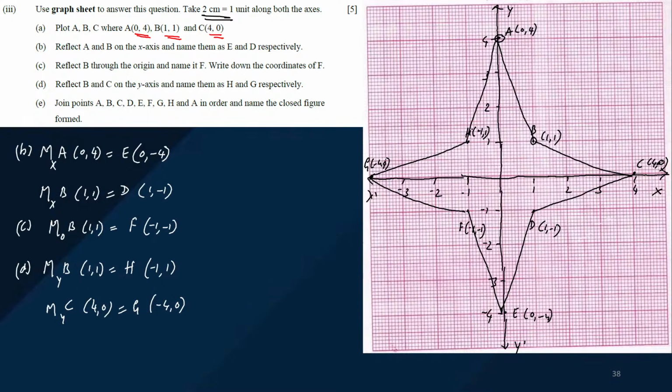This is nothing but the shape that I obtain. Now name the closed figure formed. What do you think, what is the closed figure formed over here, children? Please let me know.